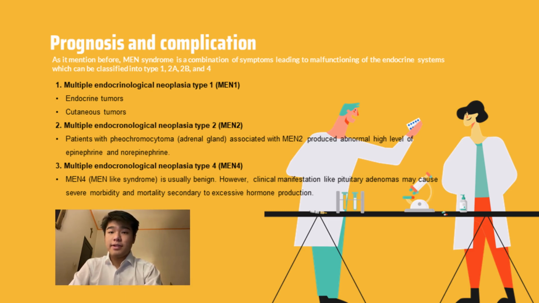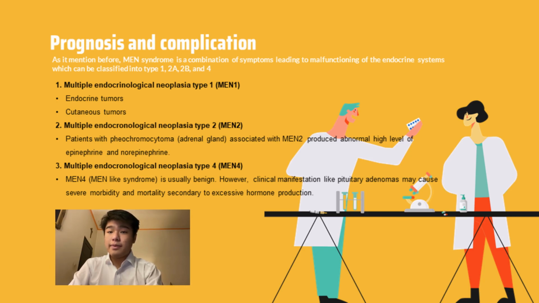As I mentioned before, MEN syndrome is a combination of symptoms leading to malfunctioning of endocrine systems, which can be classified into type 1, 2A, 2B, and 4. Even though most of these neoplasms are non-cancerous, they can cause the affected gland to increase in size and cause overactivity of the gland, leading to producing too much hormone. And the prognosis and complication of MEN 1 can be divided into endocrine tumors and cutaneous tumors.